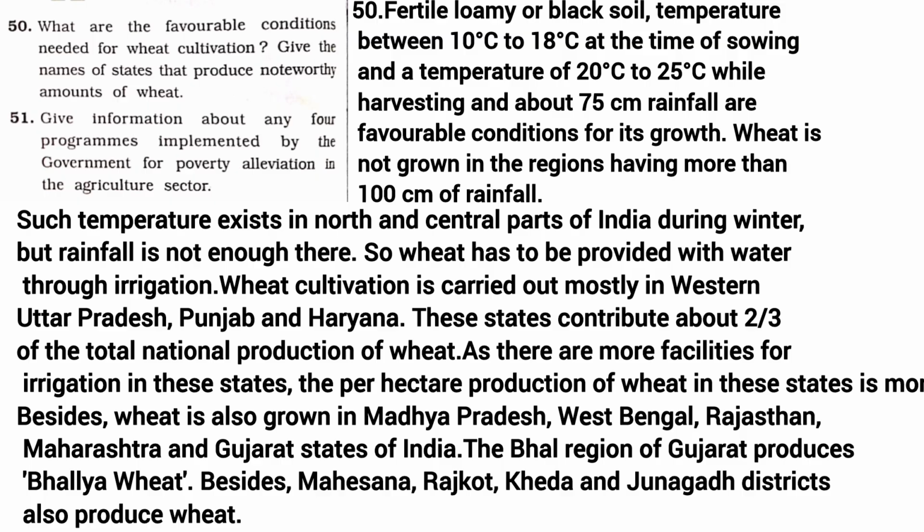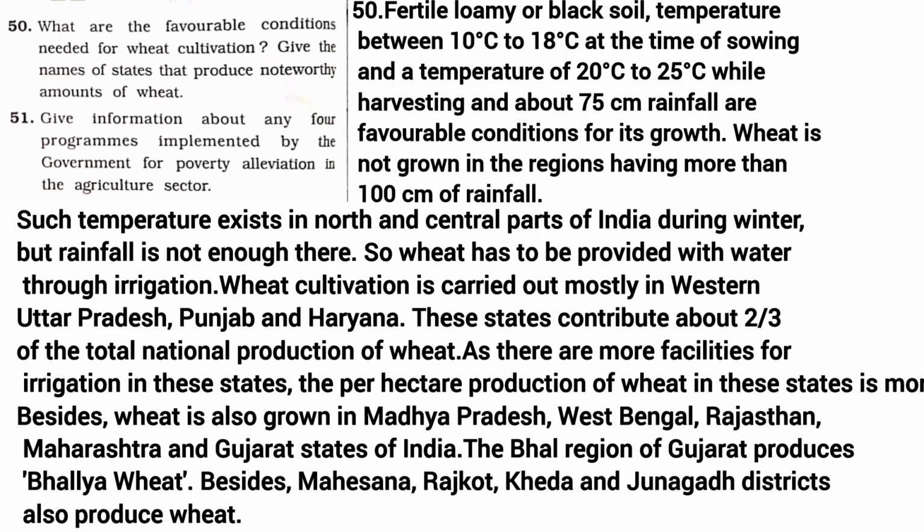Such temperature exists in north and central parts of India during winter, but rainfall is not enough there. So wheat has to be provided with water through irrigation. Western Uttar Pradesh, Punjab and Haryana, these states contribute about 2/3 of the total national production of wheat. As there are more facilities for irrigation in these states, the per hectare production of wheat in these states is more due to the enormous wheat production.